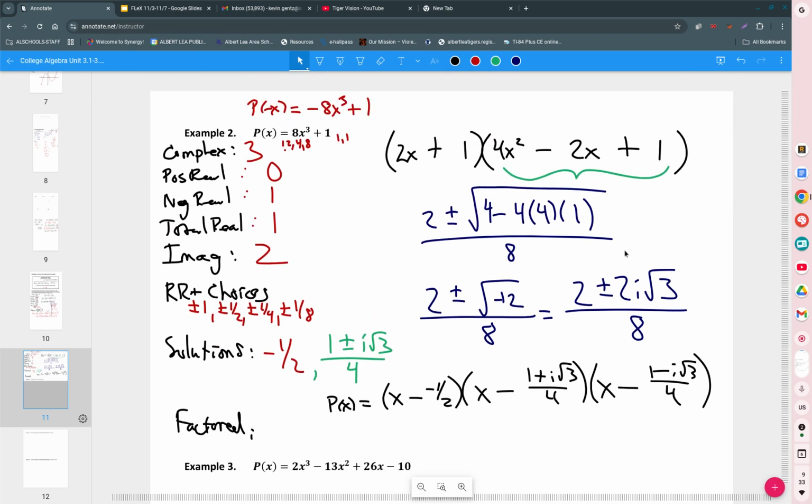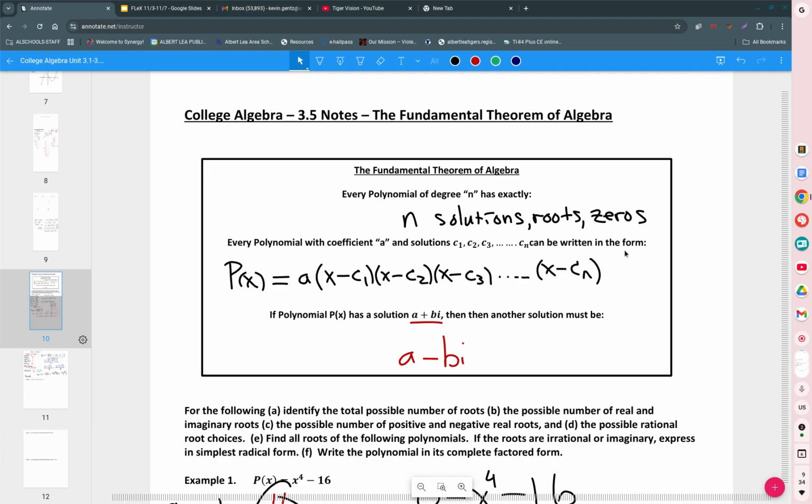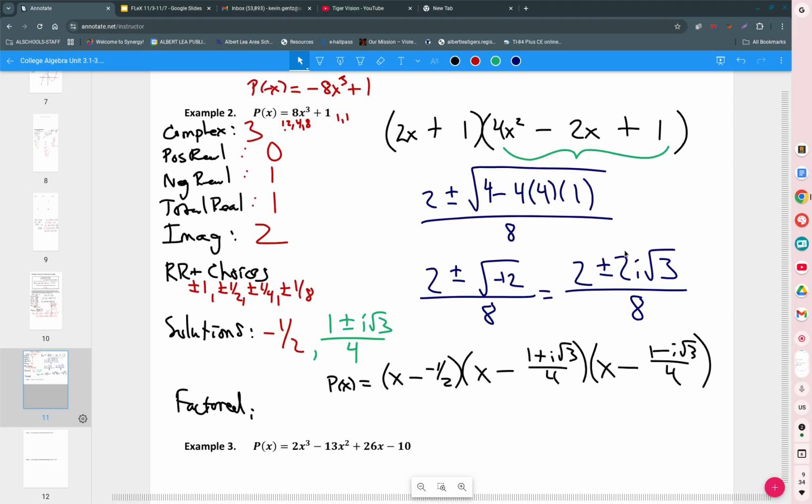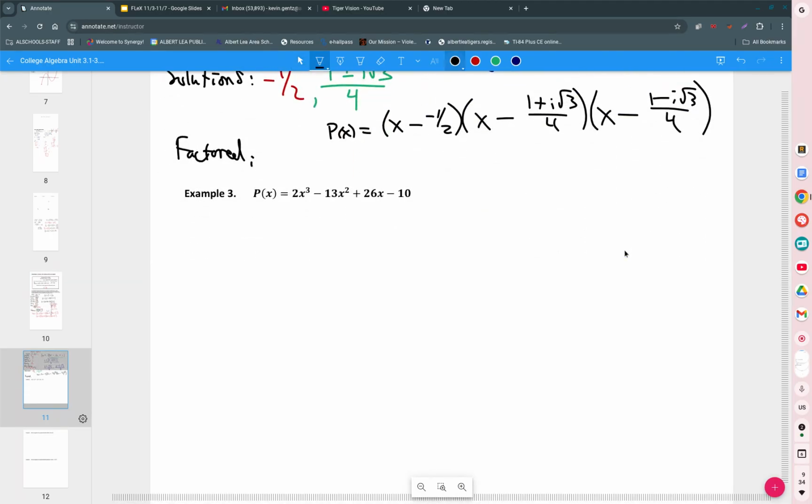If I multiply these pieces out, does everybody agree I need to come up with an 8x cubed? But right now, if I multiply x times x times x, I just get x cubed. So in order to complete this theorem, it says there can be a coefficient out front. If we need to come up with an 8x cubed, then we're just going to put that 8 out front. So the factored form is 8 times x plus 1/2 times x minus 1 plus i roots of 3 over 4 times x minus 1 minus i roots of 3 over 4.